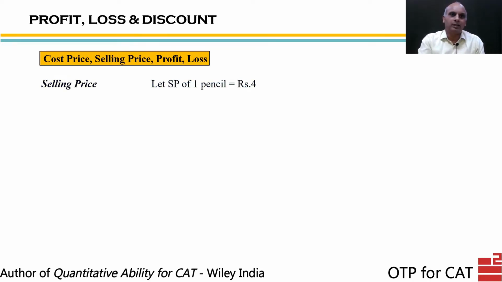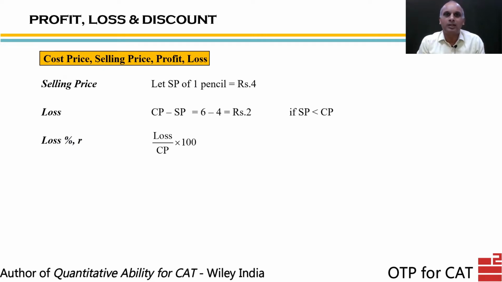Now let us say we have a second situation where the same pencil is now being sold for rupees 4. If you would recall, the cost price of the same pencil was 6 rupees. So it's a clear-cut case of loss. And loss in this case will be 2 rupees. And so we can find out loss percent by the formula loss upon CP into 100. Again, note that in the denominator we have CP, and that means CP is the base in case of loss percent as well. And so the formula becomes (CP minus SP) divided by CP into 100.